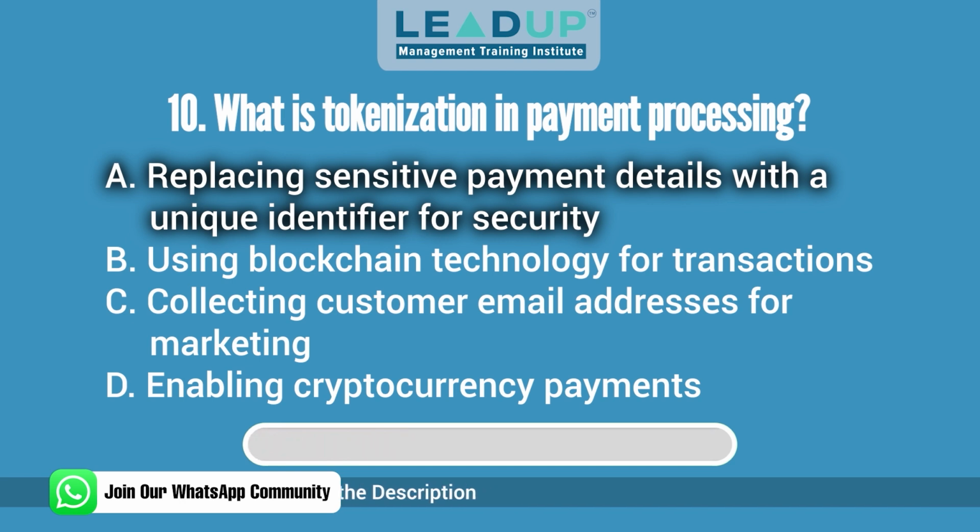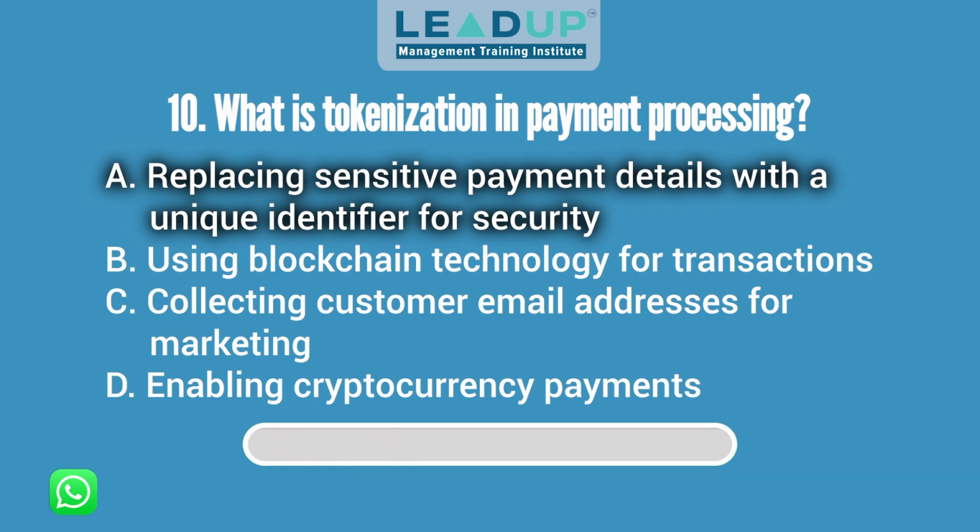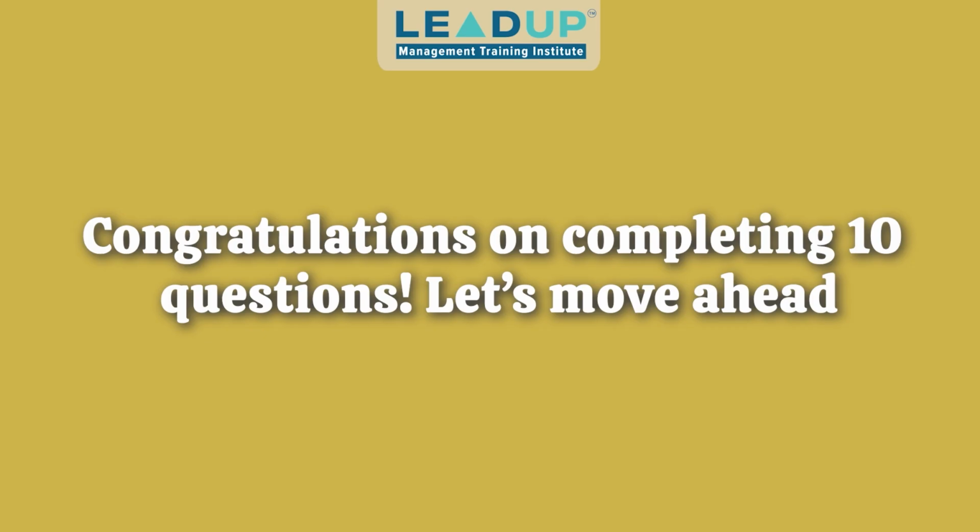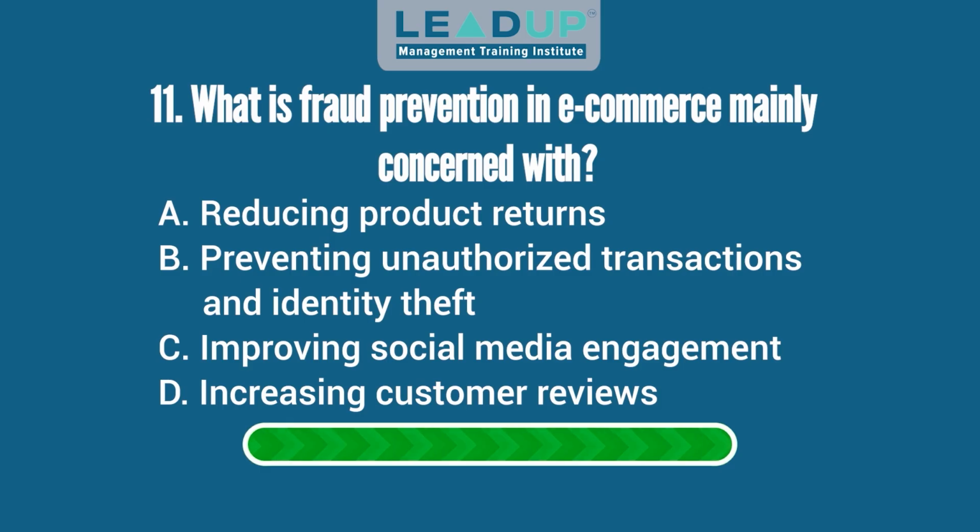Answer: replacing sensitive payment details with a unique identifier for security. Congratulations on completing 10 questions. Let's move ahead. Question 11. What is fraud prevention in e-commerce mainly concerned with? A. Reducing product returns. B. Preventing unauthorized transactions and identity theft. C. Improving social media engagement. And D. Increasing customer reviews.